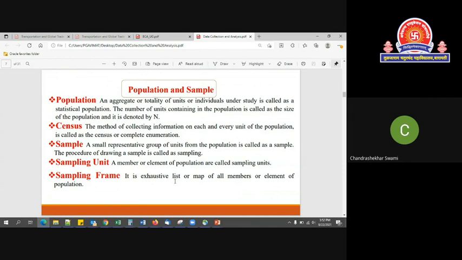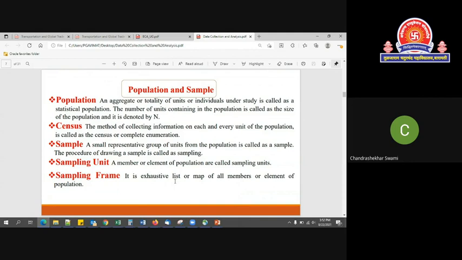It is just a small representative group of units from the population. Here I am saying, a representative group of units from the population is called a sample. The procedure of drawing a sample is called sampling.